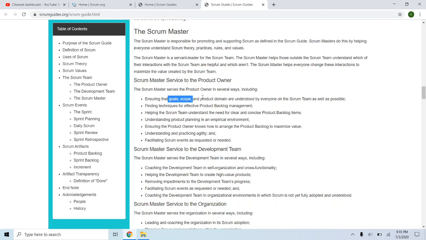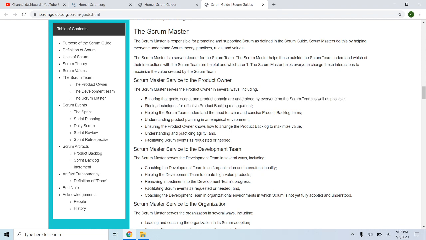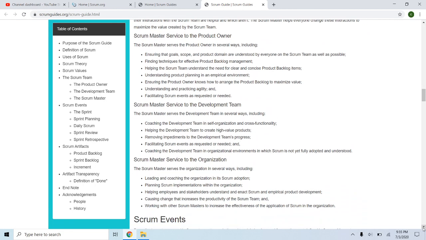So you're making sure that the goal, scope, and product domain are understood by everyone on the team, finding techniques for effective backlog management, and ensuring that product owners know how to arrange backlogs to manage value. Really, the Scrum Master is the one that helps to keep everyone aligned with a common goal.